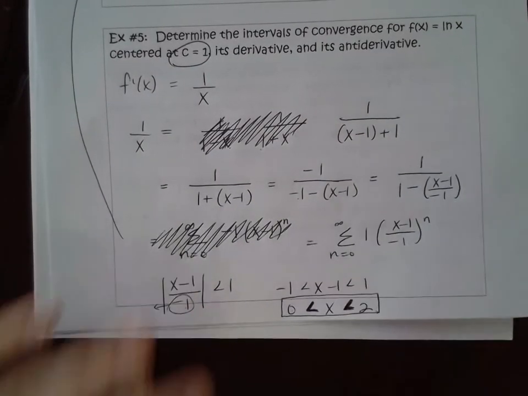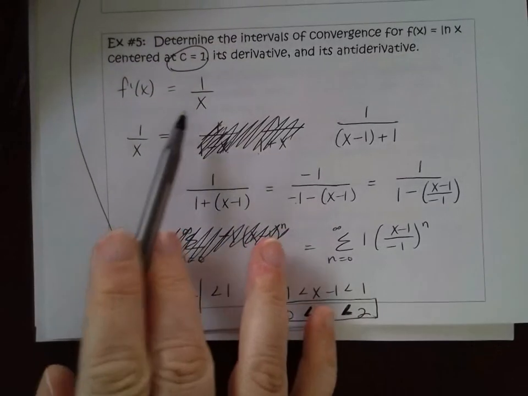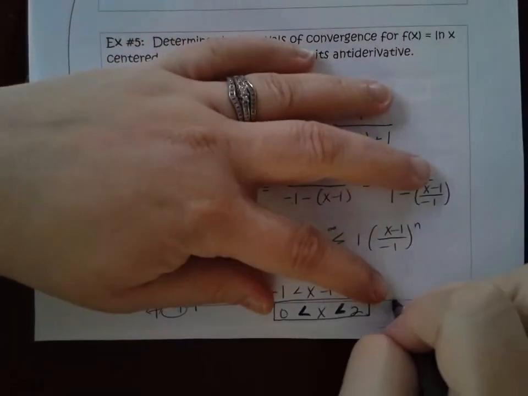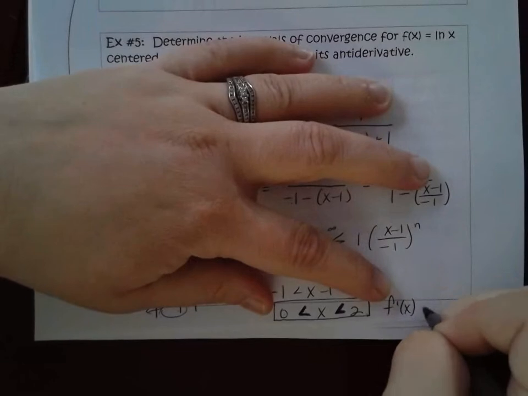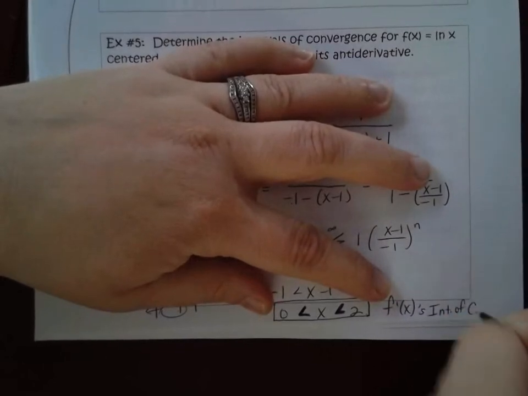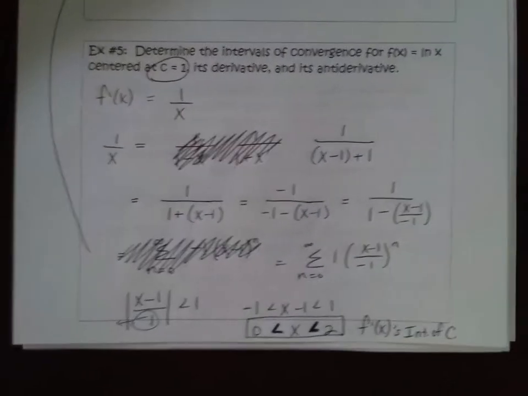Now we're going to evaluate the derivative and the integral of 1 over x, which is in turn going to help us. Actually, I said of the original. This is of the derivative. Derivatives, interval of convergence. We're going to be able to figure out natural log's interval of convergence by doing the antiderivative of it.